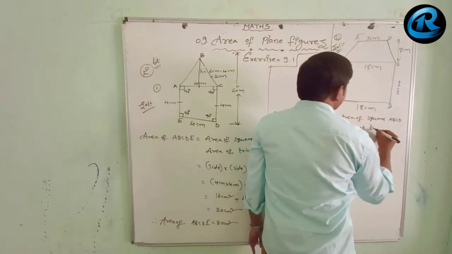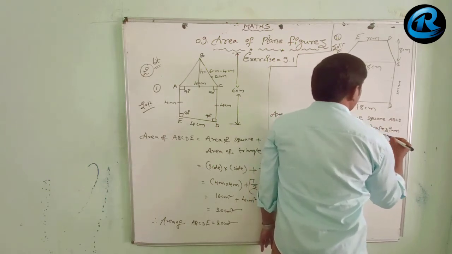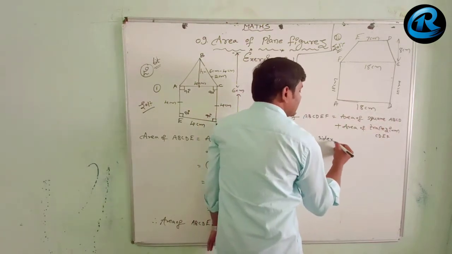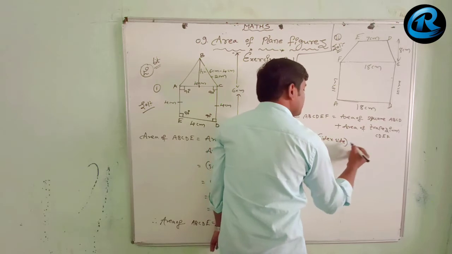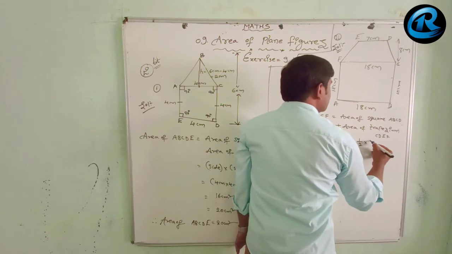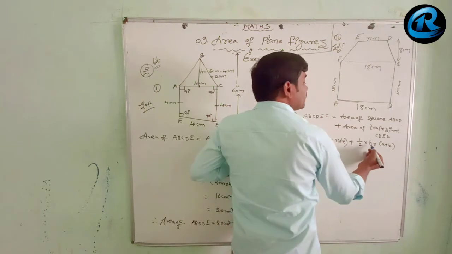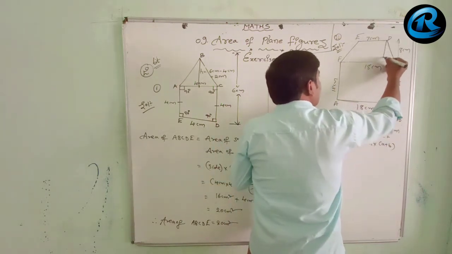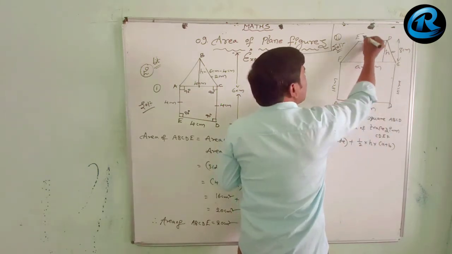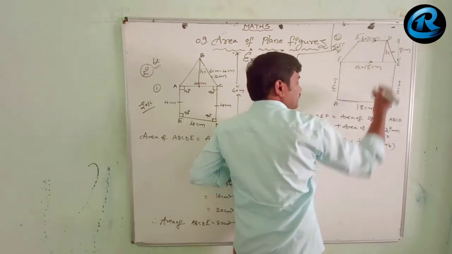Area of trapezium CDEF. Now as we know the formula of area of square, that is side into side, plus area of trapezium. The area of trapezium formula is 1 by 2 into h into a plus b. So here h is the height of the trapezium, h equal to 8 centimeter. Now this will be a and the 7 centimeter will be b, the sum of parallel sides.